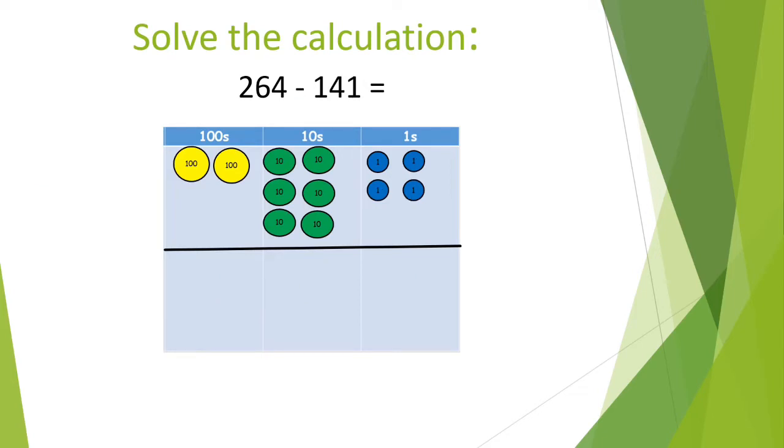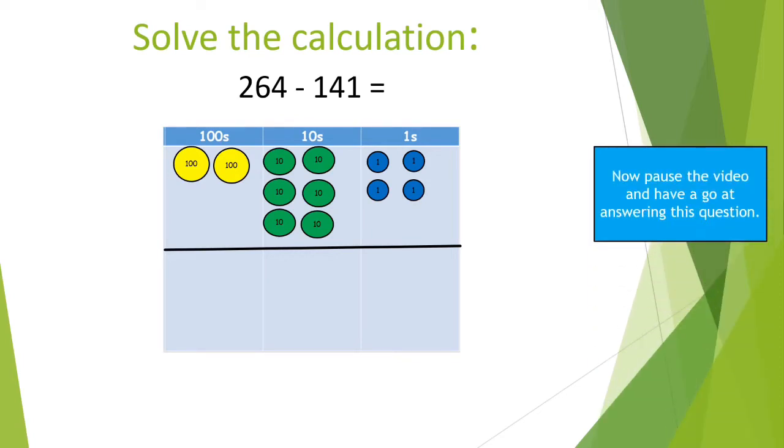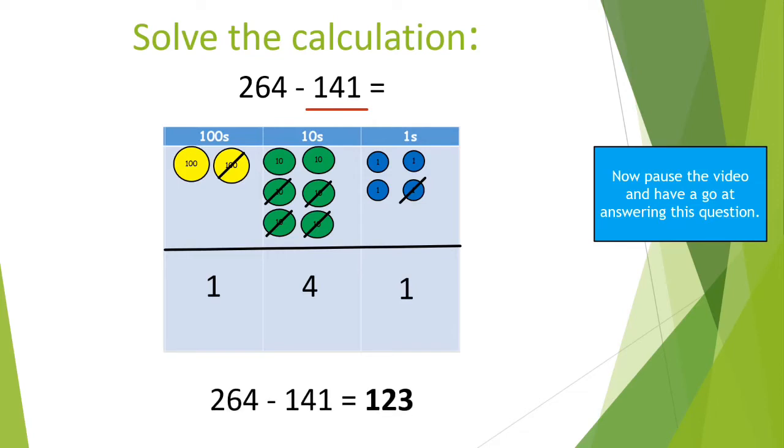Okay, so it's your chance to have a go at the calculation now. So pause the video and have a go at answering 264 take away 141. Okay, so let's look at the answer. Because the second number is 141, that's what we're going to be taking away from the first number. So here's what we're going to be taking away from each column. So we've got 1 one to take away, we've got 4 tens to take away, and 100. So our answer should be 123.